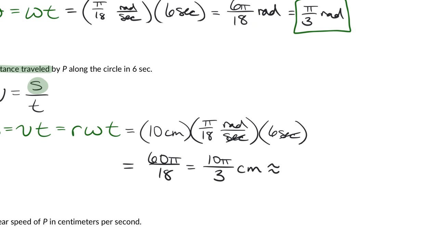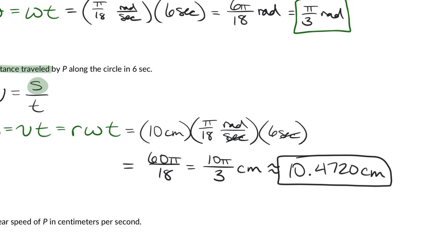10 pi over 3. And then we'll round to 4 decimals. 10.4720 centimeters. Depending on what you're asked for, if it asks you for an exact answer or to leave it in terms of pi, you'd give me 10 pi over 3 centimeters. But most likely you'll be asked to convert that into a number that a regular person would know. Okay, guys.